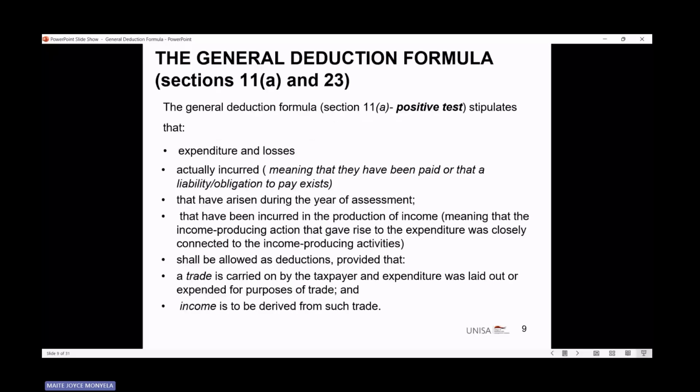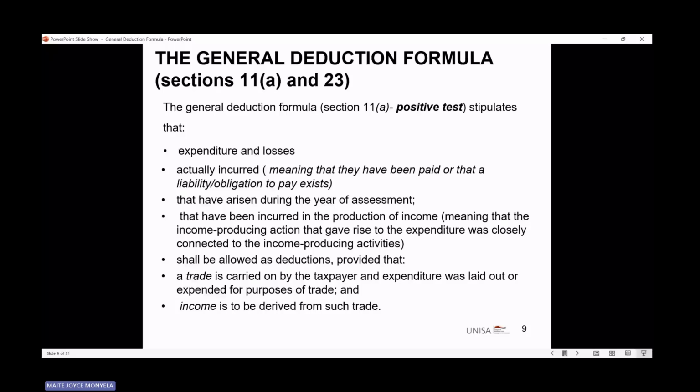So now we'll detail the requirements. For the general deduction formula in terms of Section 11A, we have the positive and the negative test. Now we'll talk about the positive before we go to the negative.